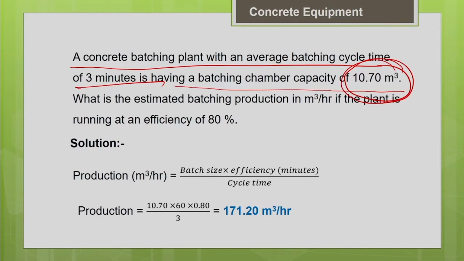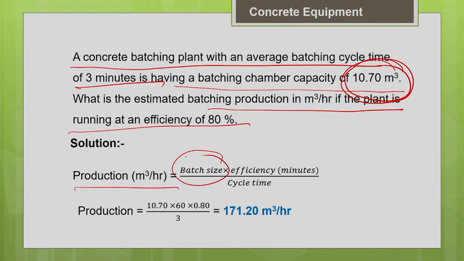So, what is the estimated batching production in meter cube per hour if the plant is running at an efficiency of 80%? So, the plant efficiency is also given as 80%. Now, you find the batch production. So, you know the batch size. The chamber capacity, you can take it as a batch size.